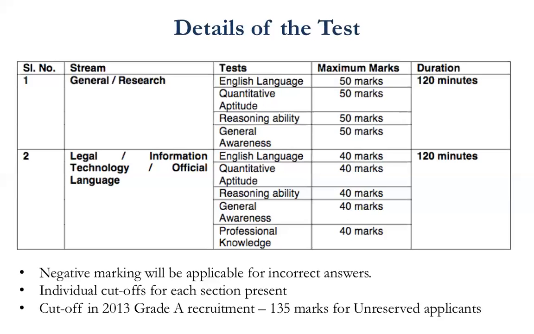In the 2013 Grade A recruitment that I attended and cleared, the cutoff was 135 marks for unreserved applicants. So the cutoff was pretty high. Out of 200 questions, 135 was the cutoff. And the test was pretty comfortable. There were no very difficult questions per se.